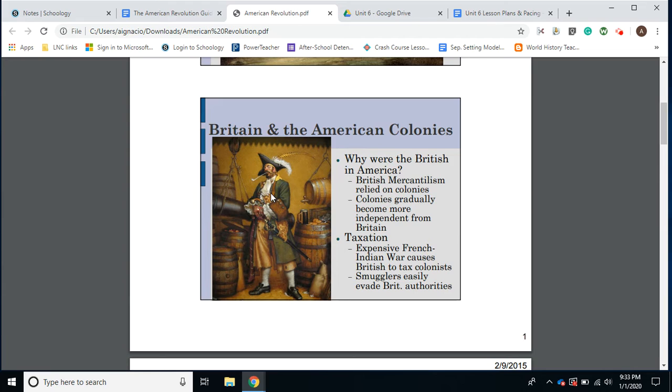And this is going to be due to the fact that the colonies become more well established and also due to Enlightenment ideas. People are starting to take these Enlightenment ideas and put them into action. There's also the issue of the British taxation on the colonists.